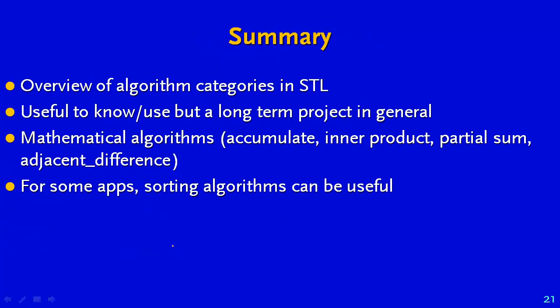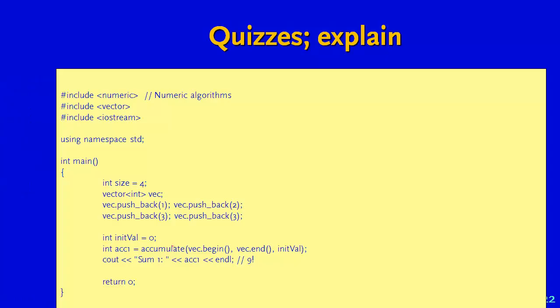So let's take a summary. We've given a global overview of the algorithm categories. Unfortunately I can't discuss everything. It's probably not good that I discuss everything. It's a long-term project for the next 20 years, for example. So 10 years, 5 years, whatever. I think the mathematical algorithms like accumulate, inner product, and partial sum might be useful, and for certain applications you might need to sort your containers.